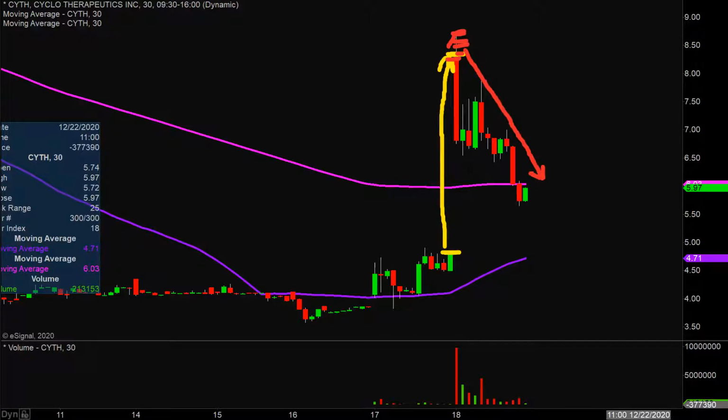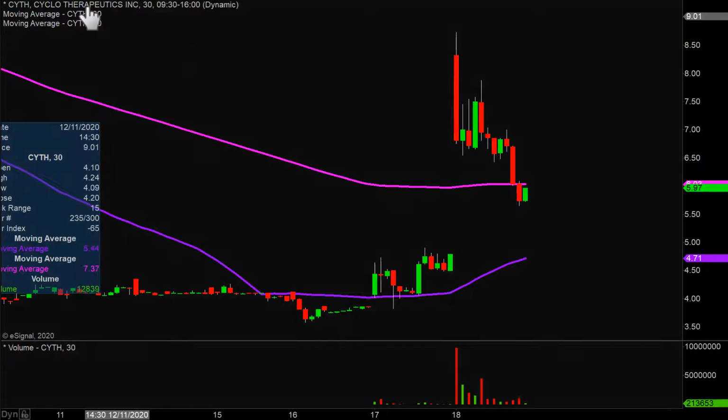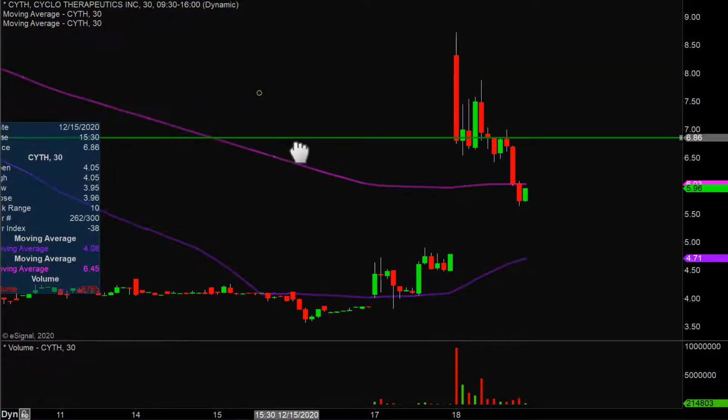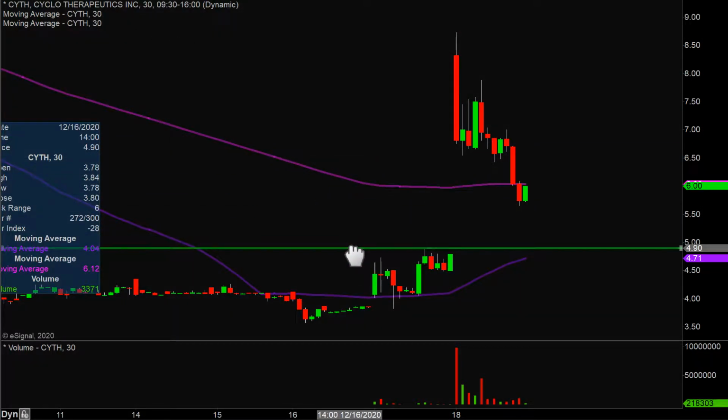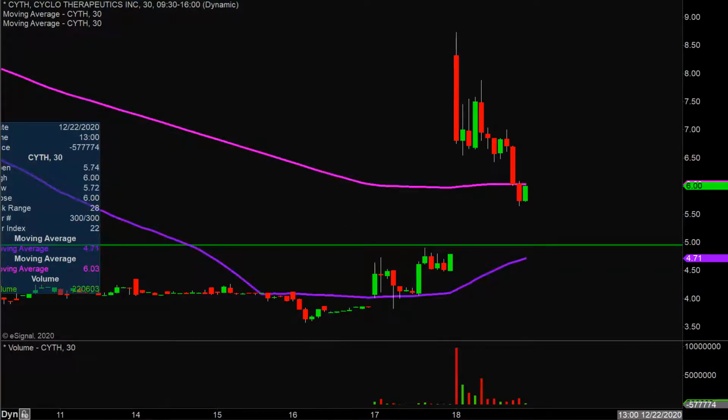So that is the gap and trap that has taken place, which now brings about a very important level of support, and one that I would call a must-hold, do or die, whatever dramatic term you could think of. And that's down there at $5. Now, I'm not saying this is what's going to actually happen, but just for explanation's sake, if the price were to come down to 5 and then just continue on down, what would that be doing to the price?